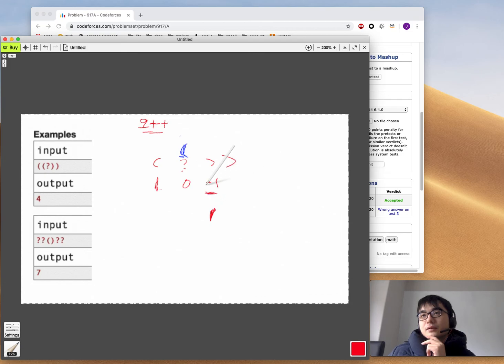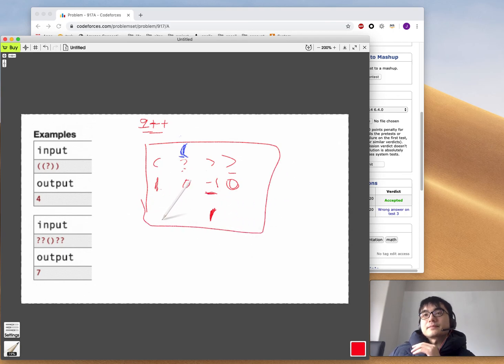And we move the pointer to the right and we get a right parenthesis. So we decrease the counter by 1. That is 0, right? So now we get a counter of 0 now. So we find another valid substring. So that's how we solve this problem.